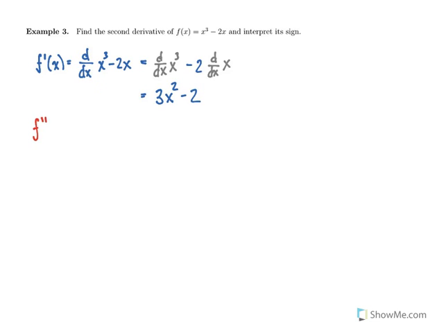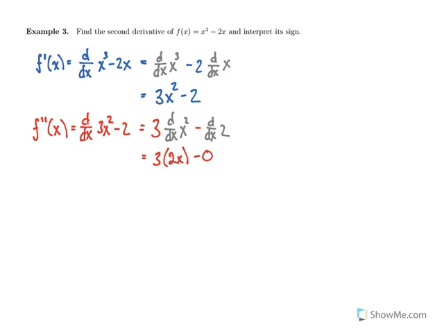When we do the second derivative, which is what we're asked for in this problem, that's going to be the derivative of the first derivative, the derivative of 3x squared minus 2, and that will be 3 times the derivative of x squared minus the derivative of 2. So this will be 3 times 2x minus 0, or 6x total. So I've found the second derivative. Now I need to interpret its sign.